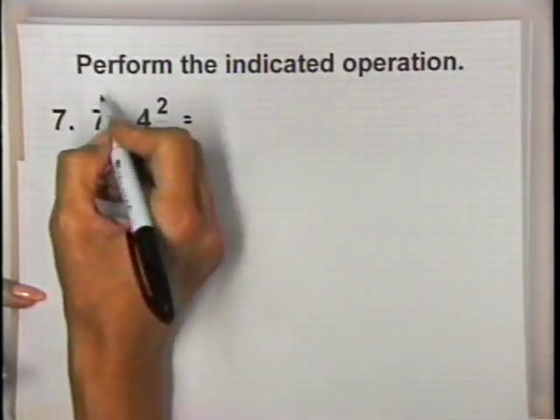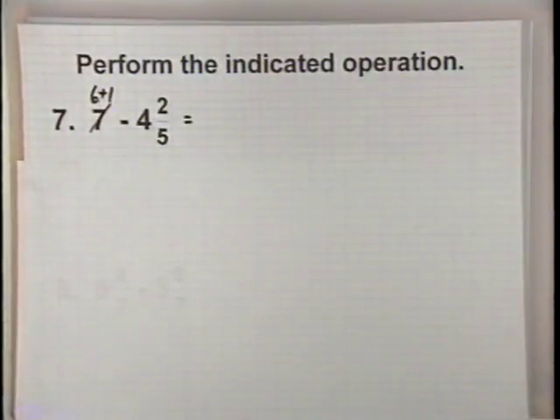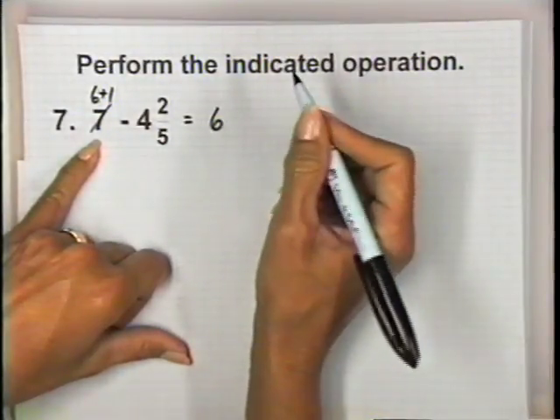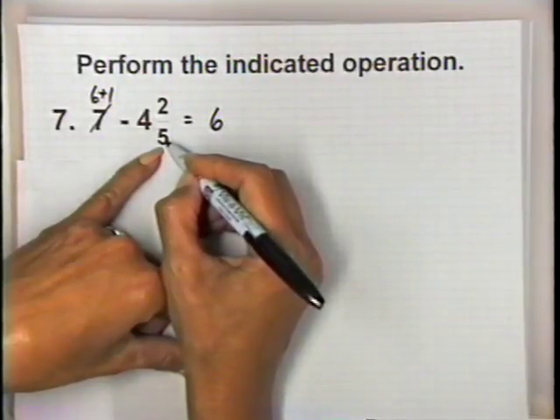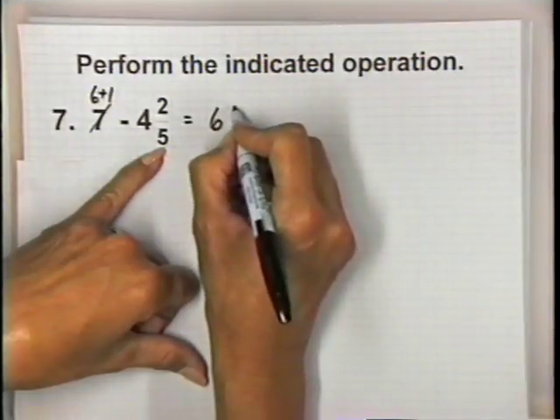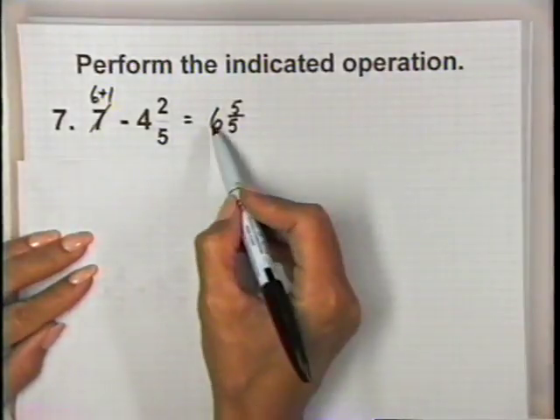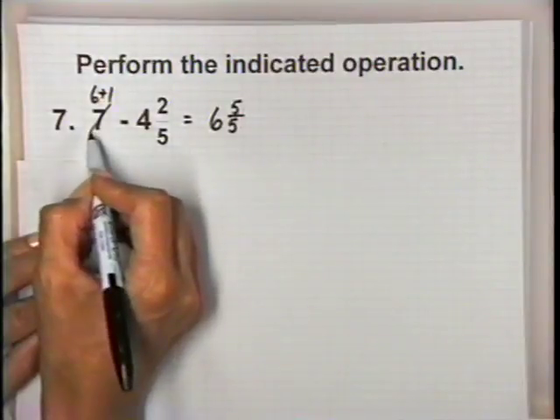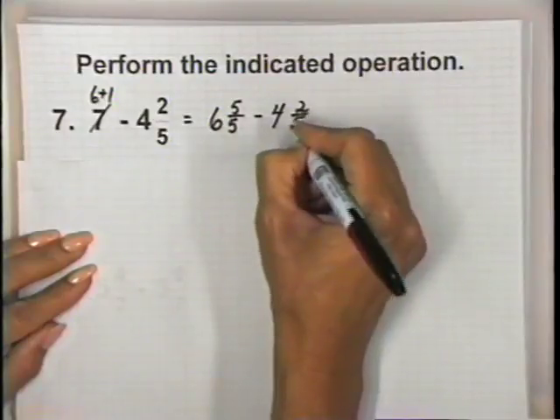So what I'm going to have to do is to borrow one from the 7. I'm going to think of 7 as 6 plus 1. I'm going to write the one that I borrowed using the denominator of this other fraction. Since this denominator is 5, I'm going to write my 1 as 5/5. 6 and 5/5 means 6 plus 1, which is equal to 7. And then I want to subtract from it 4 and 2/5.